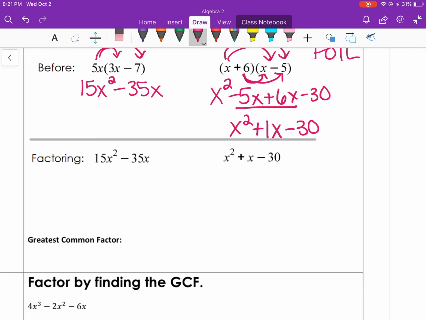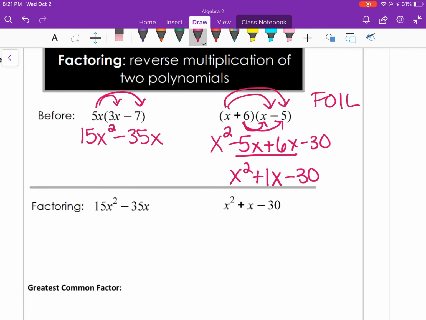So that's what you've learned before, multiplying it out. Now we're reversing it. So now you're thinking, well, what can I divide both 15 and 35 by? Well, I can divide both of them by 5. What can I divide x squared and x by? The biggest x I can take out is an x. So if I divide both of these by 5x, what's left? So I take that 5x and move it out front. And here I'd have 15 divided by 5 is 3. X squared divided by x is x. Then 35 divided by 5 is negative 7, and x divided by x is 1.